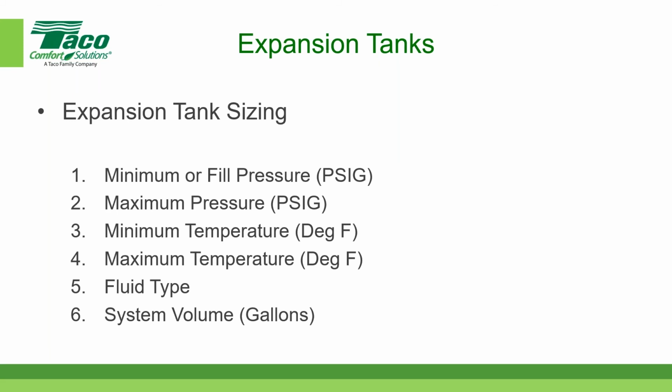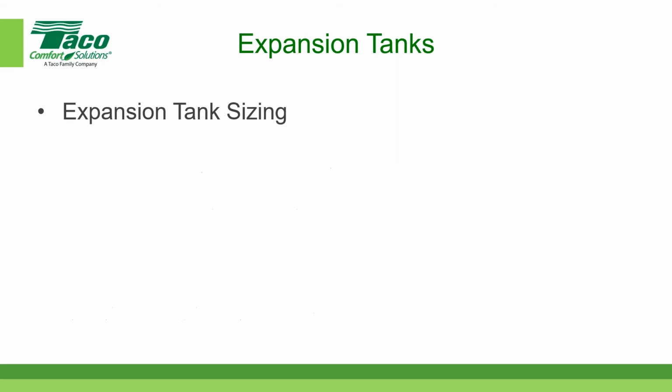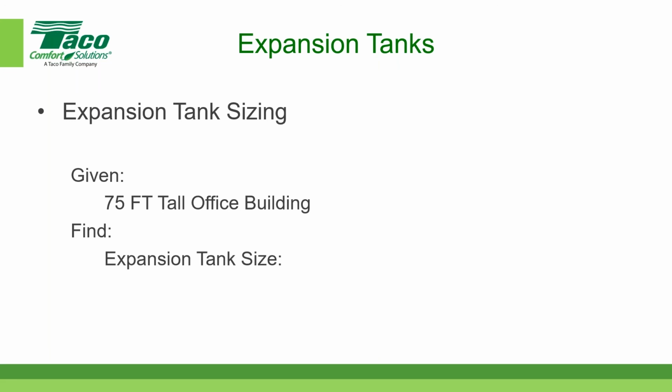Today I'm going to arbitrarily pick a volume for my system, but if you're using the HS2 software, that software calculates the system volume very accurately for you. The methodology is just a matter of accuracy, but the concept's exactly the same. So how do I figure out the minimum or fill pressure? Let's take a look at a very simple problem. Given a 75-foot tall office building, let's find the expansion tank size.